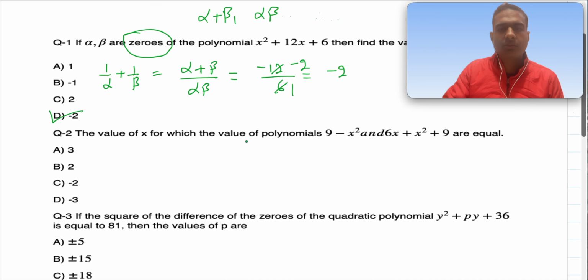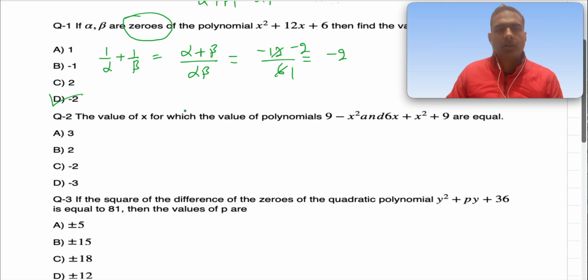Now quickly moving to the next question, that is the value of x for which the value of the polynomials this and this are equal. So I have to find a value of x where the value of 9 minus x square and 6x plus x square plus 9 are equal. So this is an easy question, we don't need to worry.